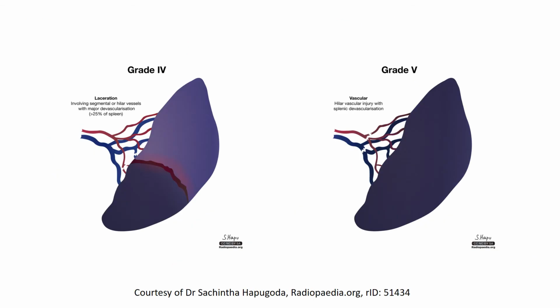Here are the criteria for grade 4 and 5 injuries relating to the degree of hilar vascular involvement. Of interest, the American Association for the Surgery of Trauma, or the AAST guidelines, also list shattered spleen as a grade 5 injury, which isn't listed here.